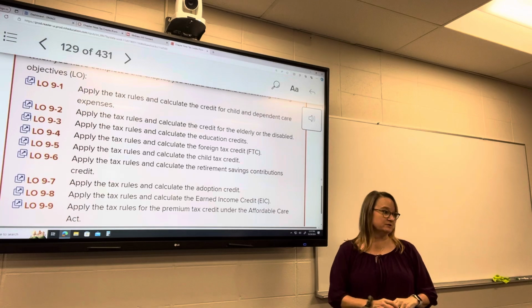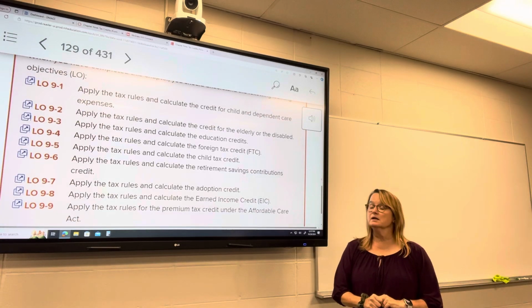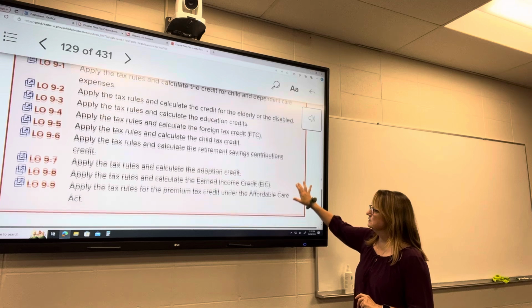There is a very generous adoption credit as well. So we'll go through the requirements for that.